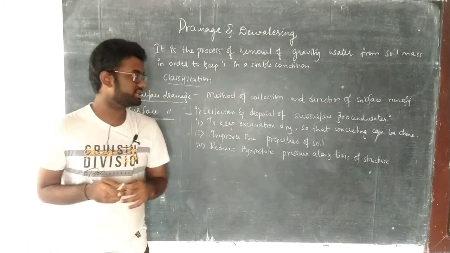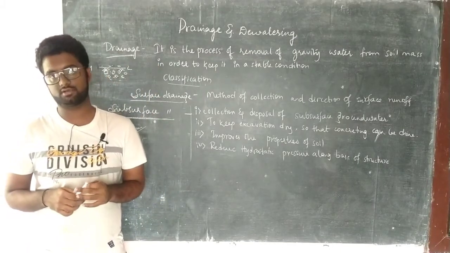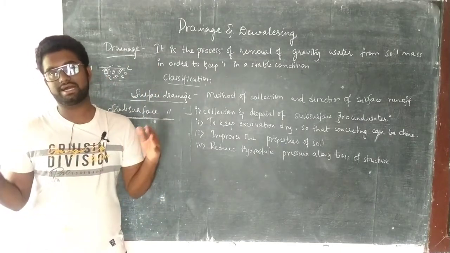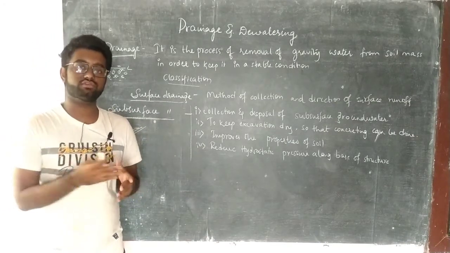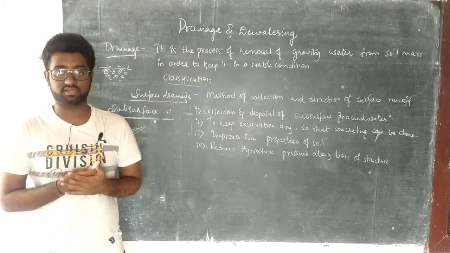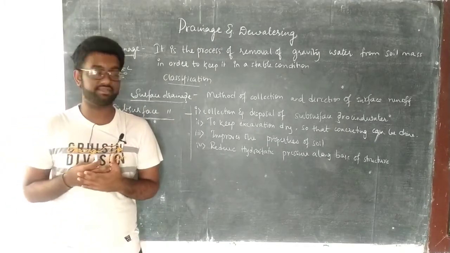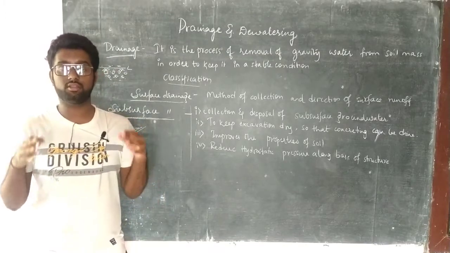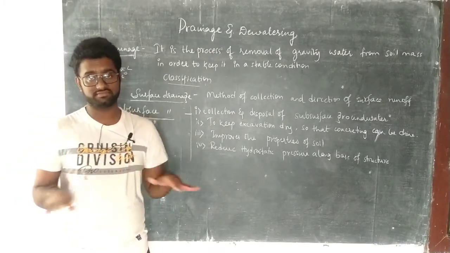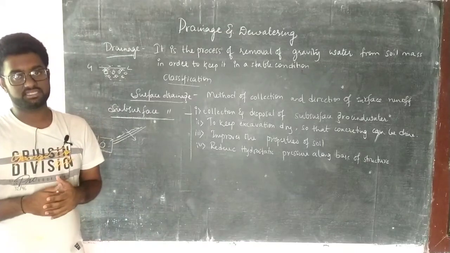To reduce the hydrostatic pressure along the base of the structure. The base of the structure has some amount of friction on it, because of which even if the water flows on it, some amount of hydrostatic pressure is generated. In order to reduce the hydrostatic pressure on the structure, and to not maintain a particular amount of water on the surface, this subsurface drainage is done.